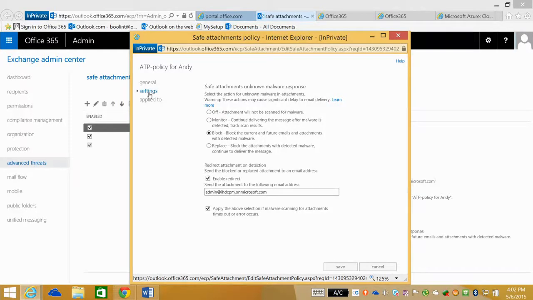There is also a monitor. It's like the what-if mode for other policies. Basically, we do everything in terms of detection, but we take no action on your email, even if it is malicious.